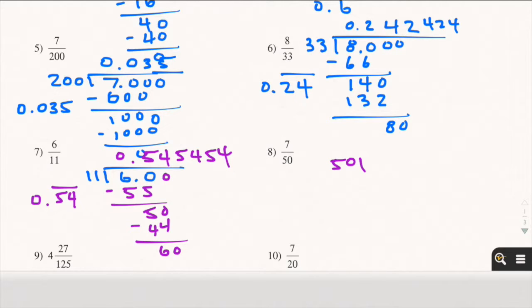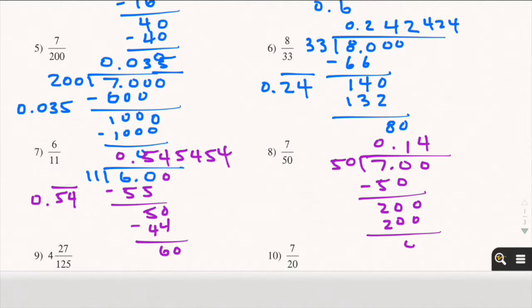Number 8. 50 on the outside. Bring 7 on the inside. And then 50 goes into 7 0 times. 50 goes into 70 1 time. 1 times 50 is 50. Subtract those, we get a 20. Bring down another 0. 50 into 200 is 4. 4 times 50 is 200. We end up getting 0 when we subtract those. So 7/50ths is 0.14.